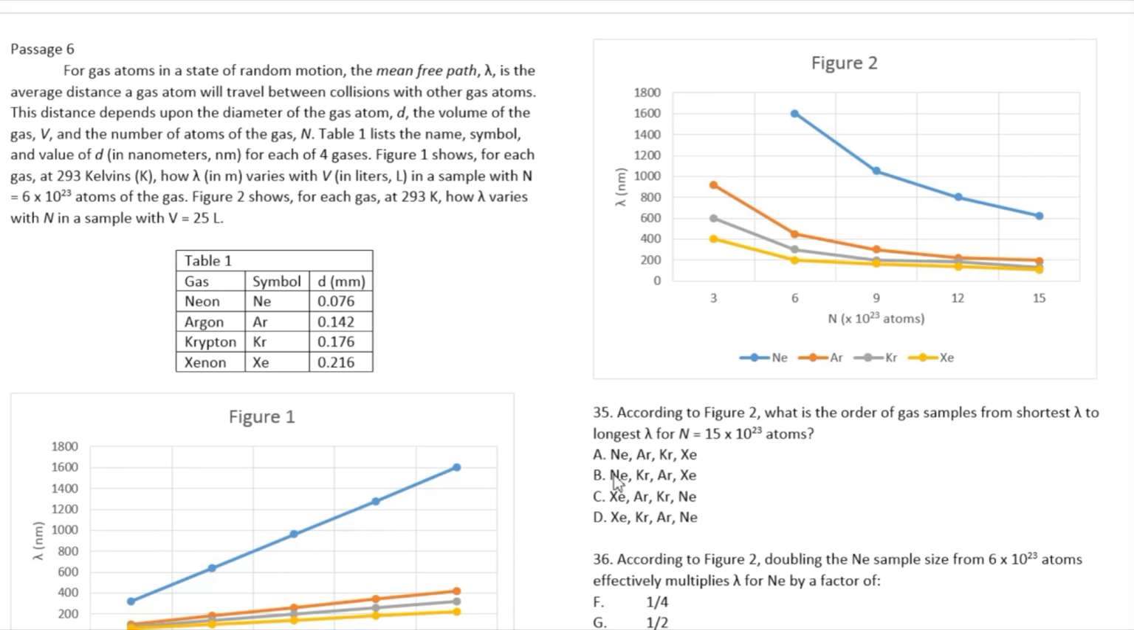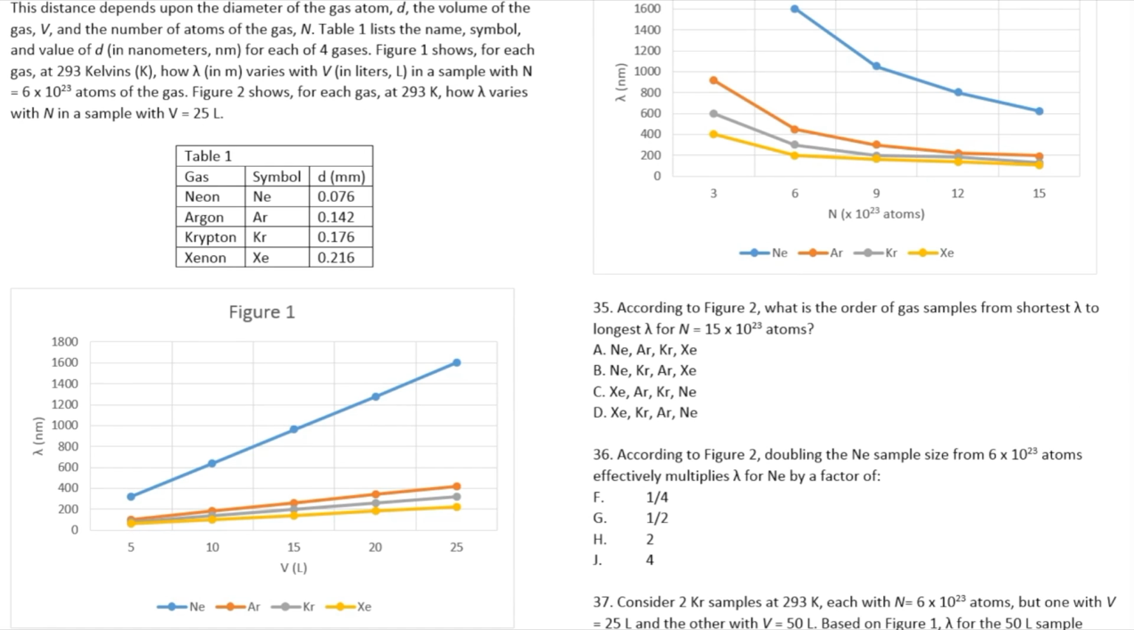We know it's not A and B because those start with neon, and neon is the longest one. We see C and D both start with xenon, and then the next one for C is argon, which is the orange one, not the gray one, and we've already identified that the second shortest is krypton. So the correct answer here is D.